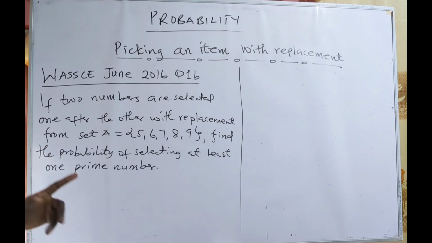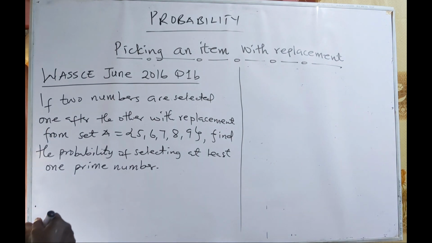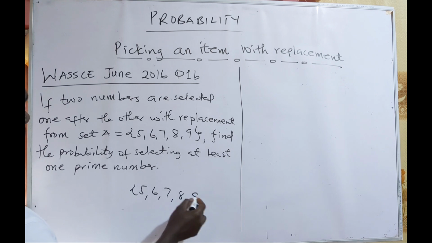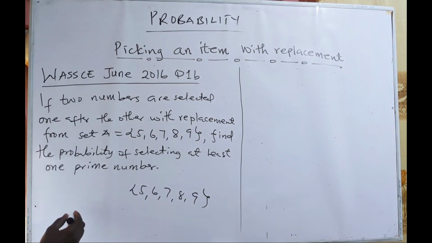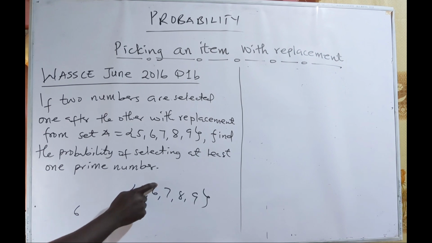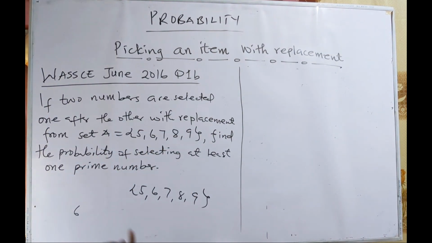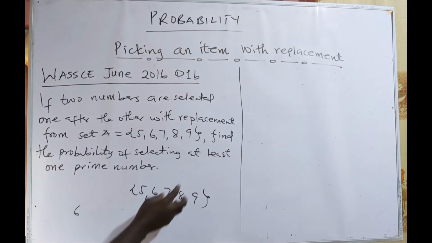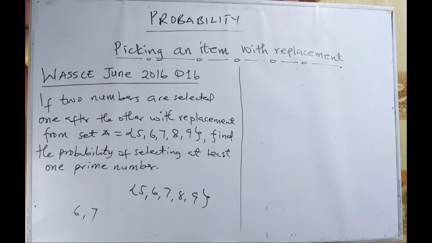So take note here that the selection is done with replacement. It means that if we select one number from the set 5, 6, 7, 8, 9, let's assume that I select 6, then when I come to make the next selection, the set will remain the same because I'll put the 6 back into the set. Then I select, say, 7.